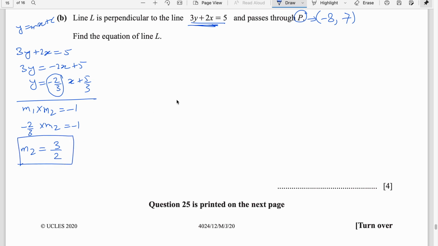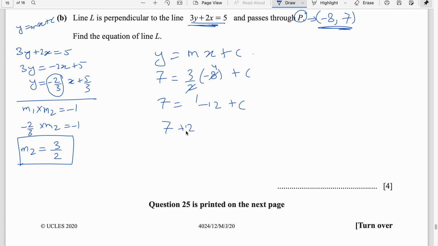Now I have the gradient. I have this point. I can find the equation y equals mx plus c. y is 7, gradient is 3 by 2, value of x is minus 8, plus c. 2 ones are 2, 2 fours are 8... 7 is equal to 3 fours is minus 12 plus c. 7 plus 12 is equal to c. c is equal to 19. So rewrite the equation: y is equal to 3 by 2 x plus 19.